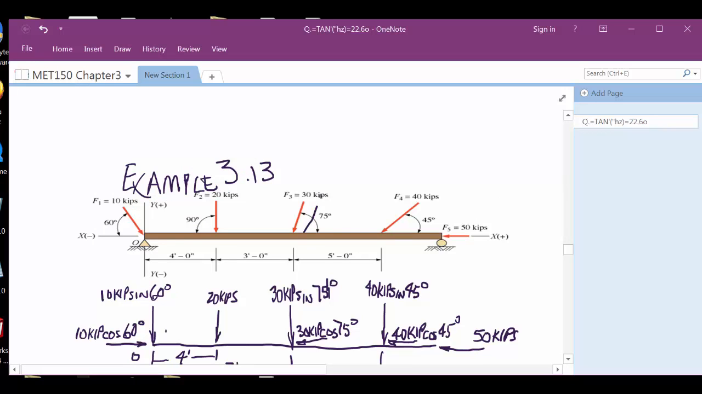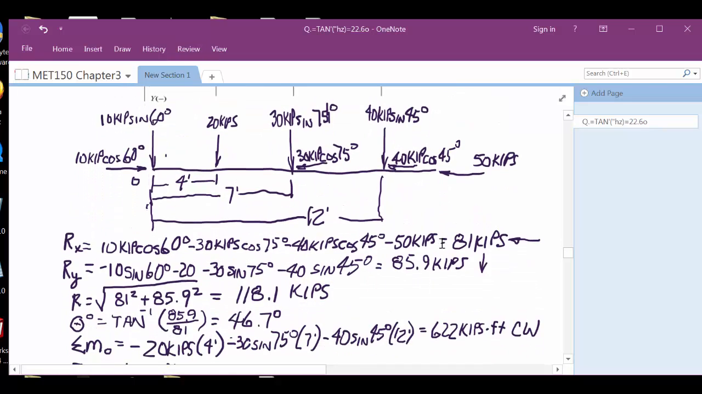So it's this right here, 118.1 kips. This angle was 46.7 degrees through here. That force does what everything in orange is doing to that beam. Okay? And we had to use all of the different techniques that we've used up to this point.